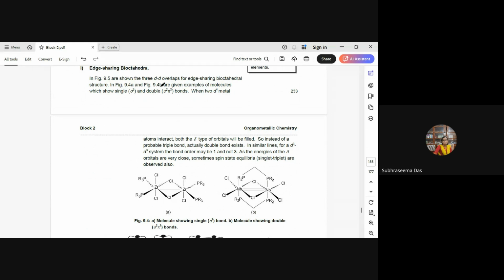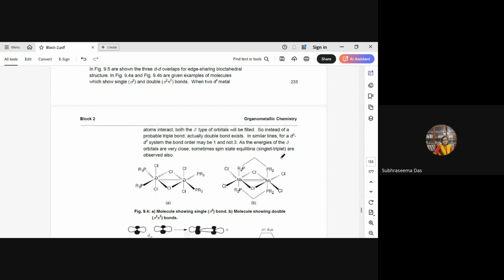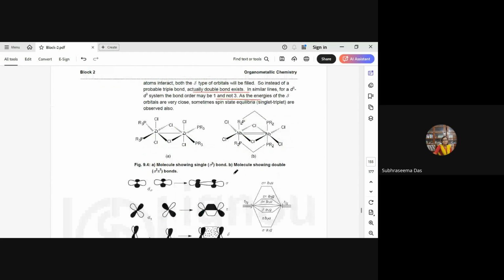In 9.4a and b, we see examples of molecules which show single and double bonds. The single is the sigma square and the double is the sigma square pi square bond. When two d4 metals interact, both types of orbitals are filled, so instead of a probable triple bond, a double bond exists. Similarly, for a d3 system, the bond order may be 1 and may not be 3. This molecule shows a sigma square bond, and this one shows sigma square pi square double bonds.